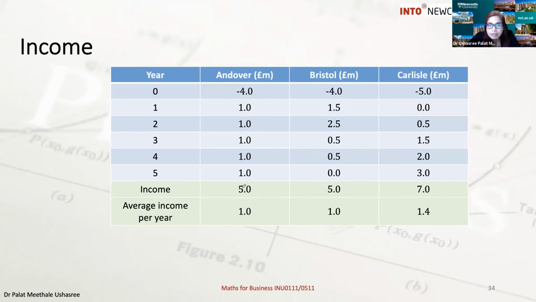Per year, 5 divided by 5 is 1. 5 divided by 5 is 1. 7 divided by 5 is 1.4. That is your average income per year.